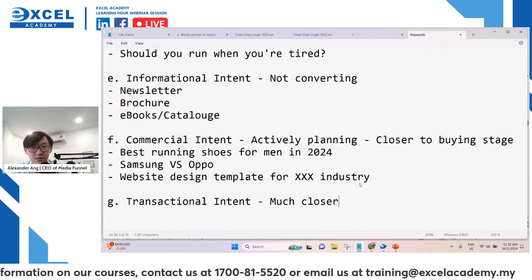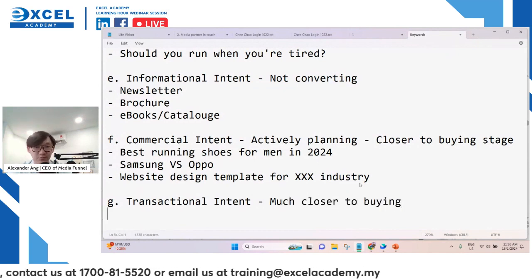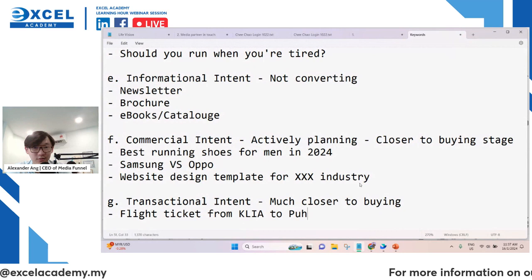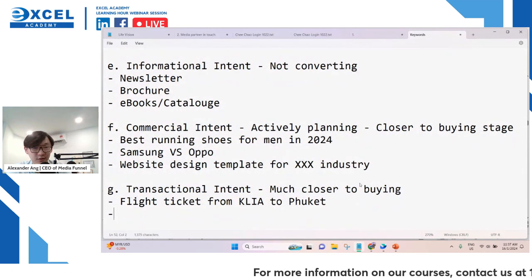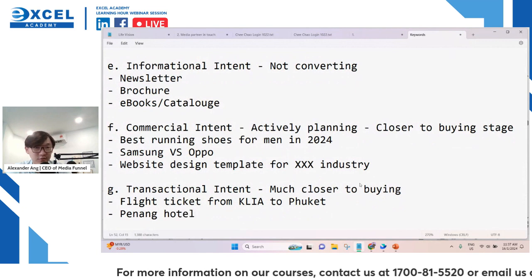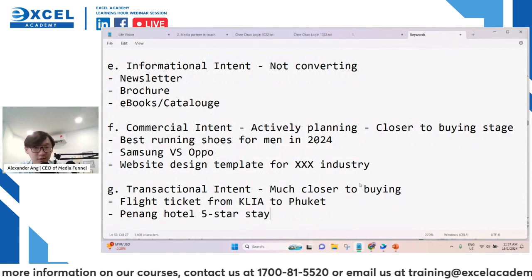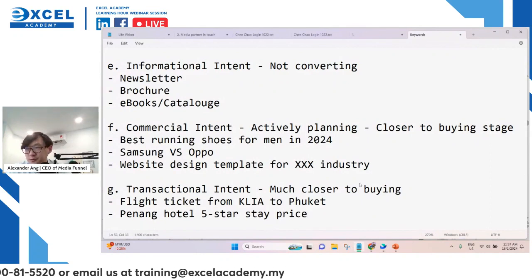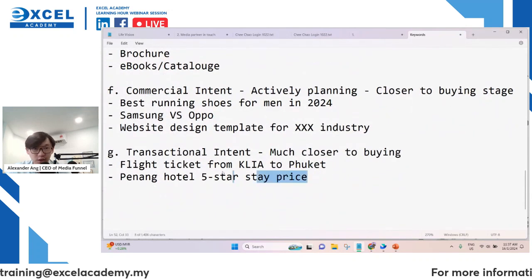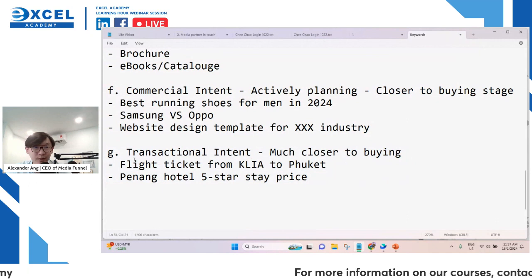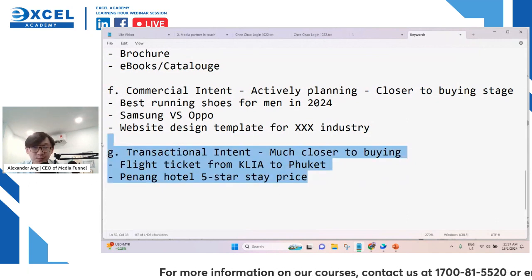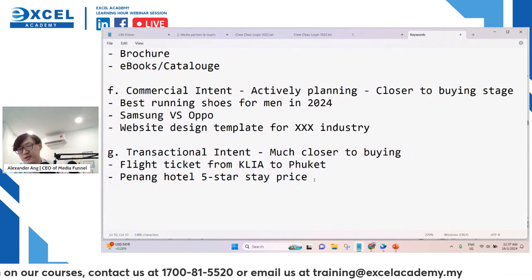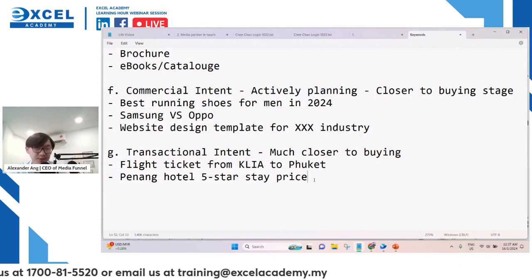So the next one is called transactional intent. So much closer to buying. It's literally they want to buy. Example, flight ticket from KLIA to Phuket, or Penang hotel 5-star stay price. So Agoda, Traveloka, these types of hotel deals, and airline companies usually attract people who have very high transactional intent, right? Because these people are already planning to buy something. They are planning their trips.